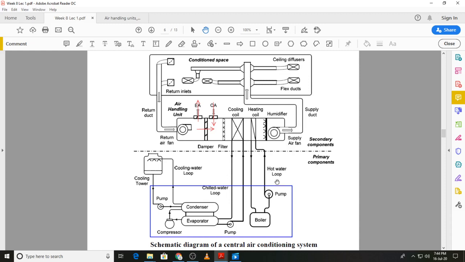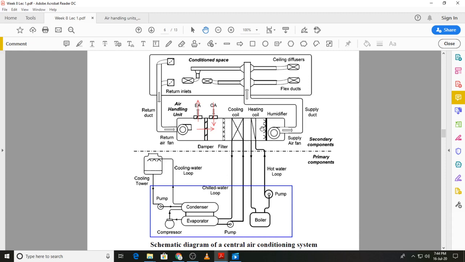If you are talking about winter air conditioning, then instead of the chilled water loop, we will have the hot water loop in operation. We have a boiler over here. The hot water goes to the heating coil. If required, we can also provide humidification by a humidifier, and when the air passes over the hot water, the hot water will give up its heat to the air, which will warm up, and the water will then return to the boiler.